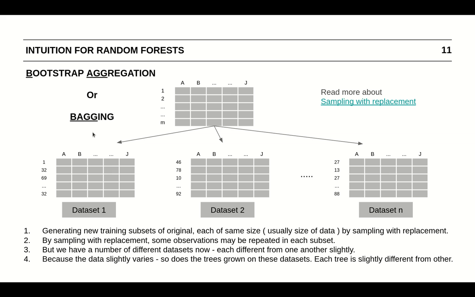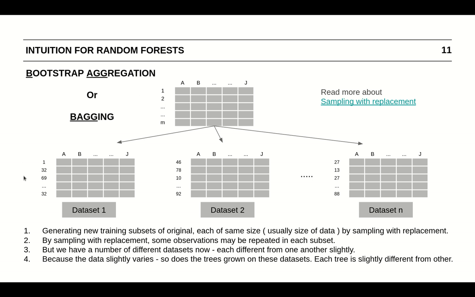What this means is, let's say this is our data set which has m number of observations, that means m rows, and we have 10 features A to J. Now the way we create different trees using the same data set is by sampling from it with replacement. Sampling with replacement is, let's say we pick up one row and it came out 1. Then we put it back.